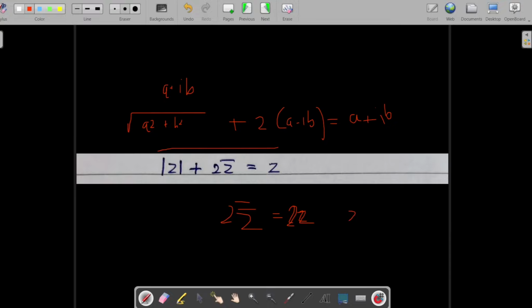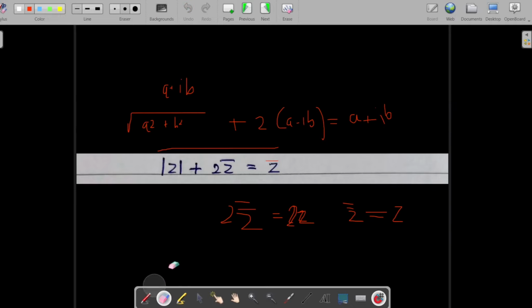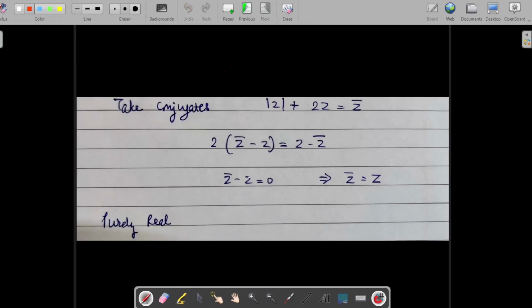Basically, if you have a complex number z and you take its conjugate 2 times, you will get the number back again, because it will be a plus ib, which will become a minus ib, which will again become a plus ib. So you get back the original number, and z will become z bar. That's the easy part. So basically you get another equation, which is mod of z plus 2z is equal to z bar. This was the first equation, mod of z plus 2z bar is equal to z, and this is the second equation. You basically subtract these two.